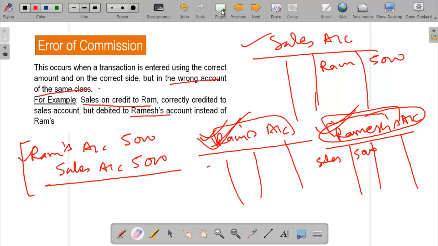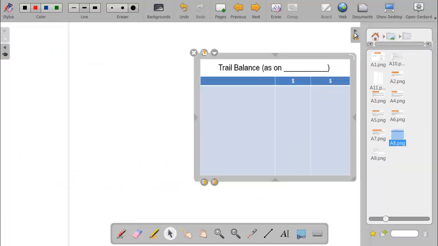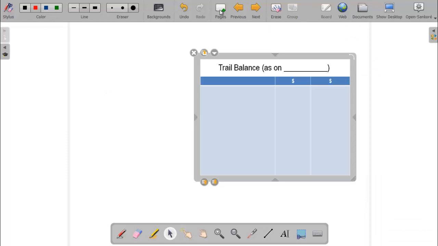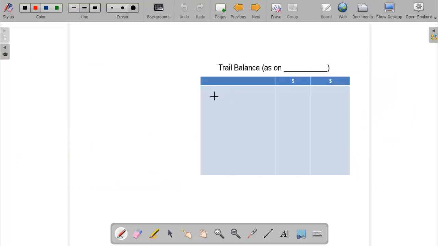How come? On the next page I will show you why the trial balance will not get affected. When I prepare the trial balance, first I will show in the ledger the sales account. It is showing a credit balance. So this sales account I will show in the trial balance, and showing a credit balance, so 5000 I will put in the credit column.